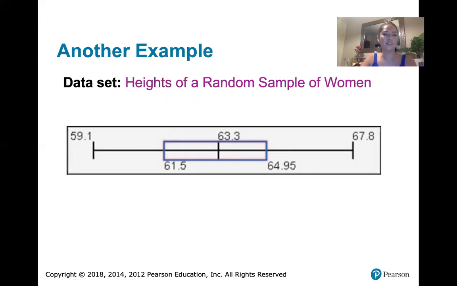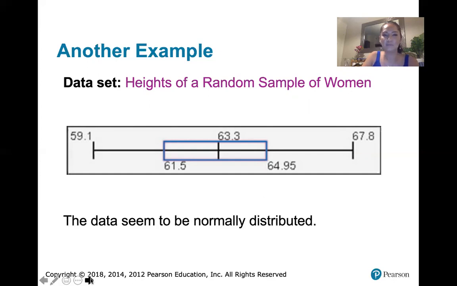The question for you is, does the data seem to be normally distributed? Remember what we're looking for with normally distributed data. We're looking for symmetry about some center point. We should see rough symmetry on the left and the right. You can see that symmetry in the box plot. So this is very symmetric about that 63.3 in the middle. So I would assume that the heights of women are normally distributed based on the box plot.